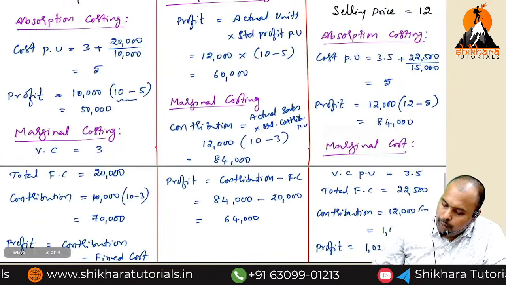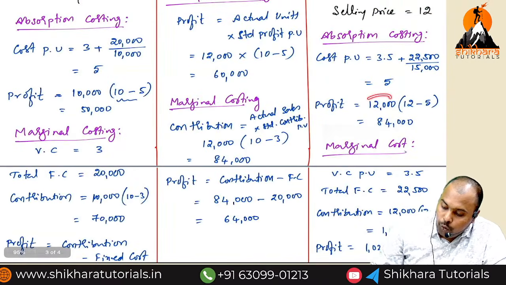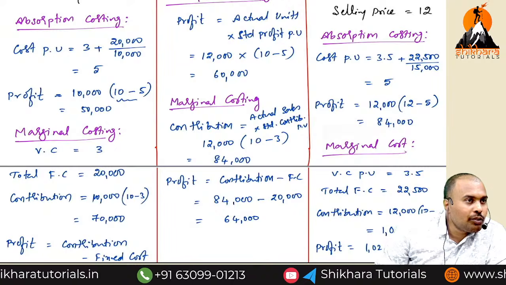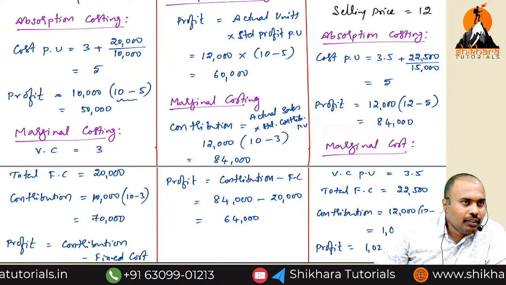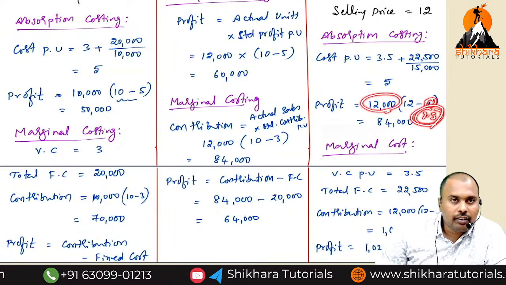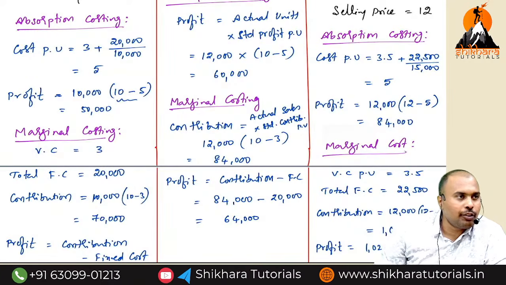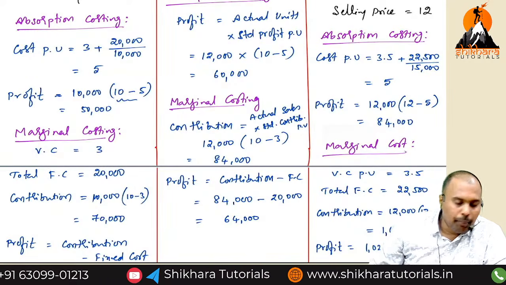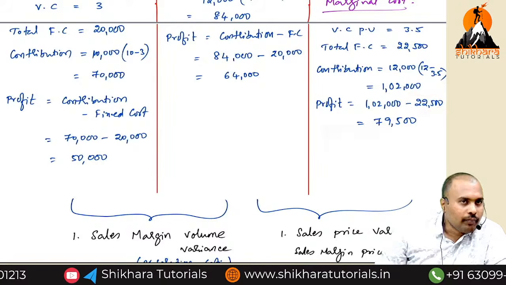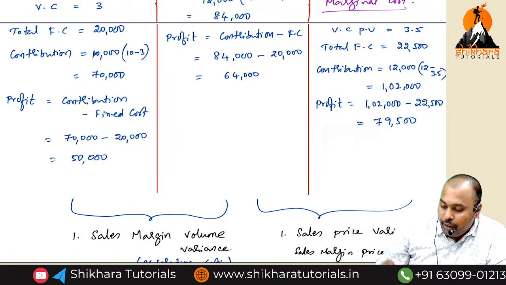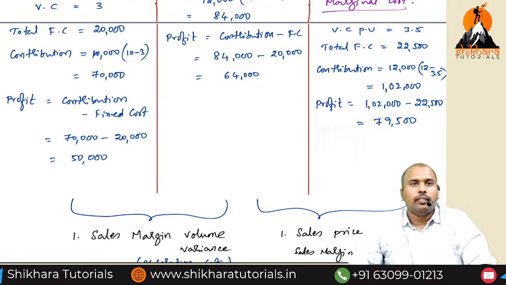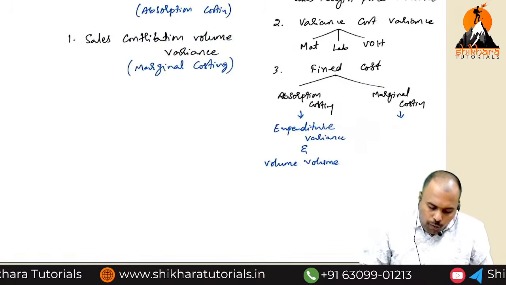Understood? But in absorption costing, it should be 14,000 into 1.5. Fixed cost, how much would I have deducted? 14,000 into 1.5. Now out of this 5, 1.5 is fixed cost: 12,000 into 1.5. If I sell 10,000 units, 10,000 into 1.5. If I sell 11,000 units, 11,000 into 1.5. But in marginal costing, irrespective of the volume, I deduct the same 22,500. Here I will deduct the same 20,000. It means because of fixed cost, this profit is impacted by only expenditure variance. Volume will not impact.